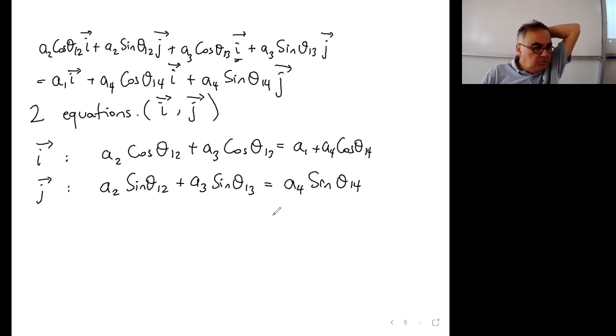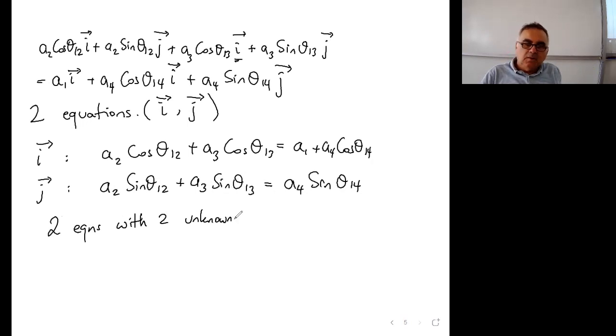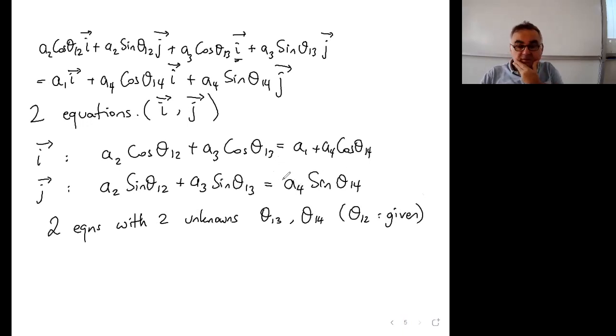So we have two equations with two unknowns. Why two unknowns? Because theta 1,3 is an unknown and theta 1,4 is an unknown. Remember that theta 1,2 is given. We want to solve it given theta 1,2. So theta 1,3 and theta 1,4 need to be found, but there is a problem here.